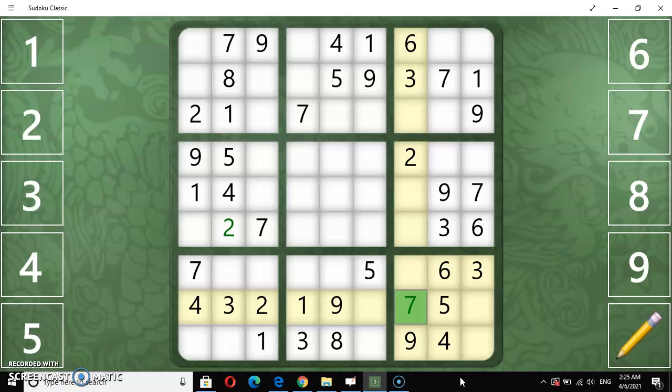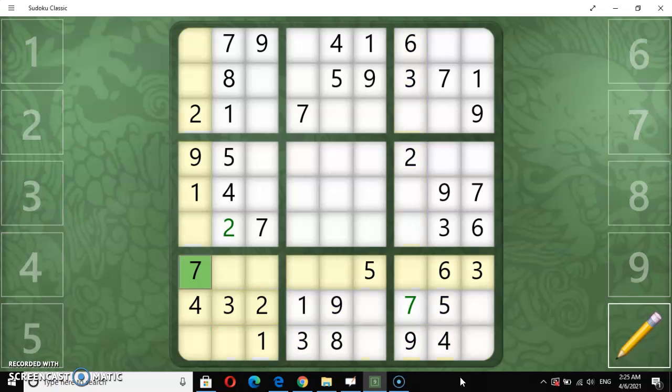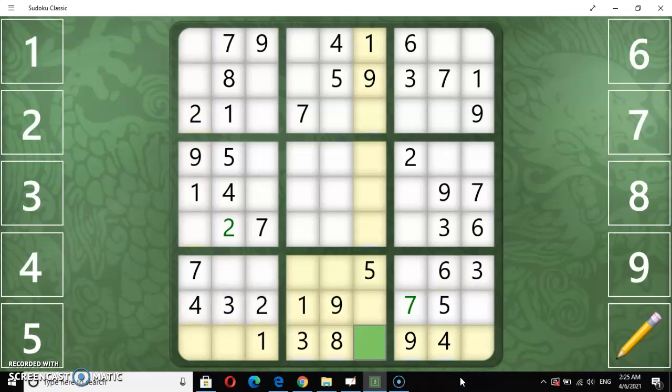Now 7 here, 7 here, two sevens, right? So in this row we can write 7. Here we cannot write 7 because here we have it. Here I cannot write 7. Here I cannot because of 7. So I can write 7 here.